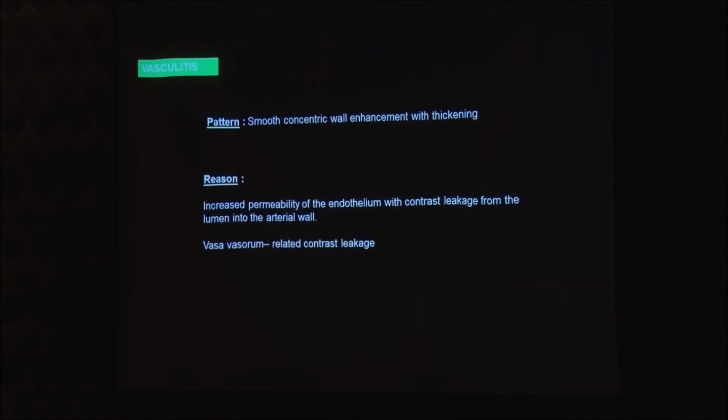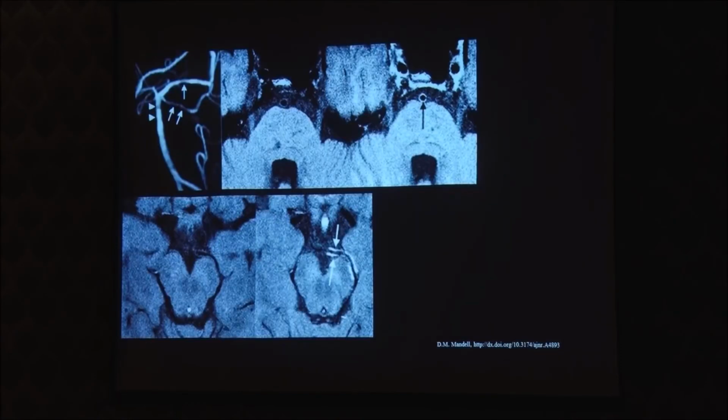Now, moving on to other conditions, we see vasculitis. There's usually a smooth concentric wall enhancement and thickening, and the enhancement is because of the increased permeability of the endothelium with contrast leakage from within the lumen into the arterial wall. Sometimes it could be vasoconstriction-related contrast leak as well. In this particular instance, you see the basilar artery has stenosis, multiple smooth stenoses, even in the PCAs as well as the superior cerebellar artery.